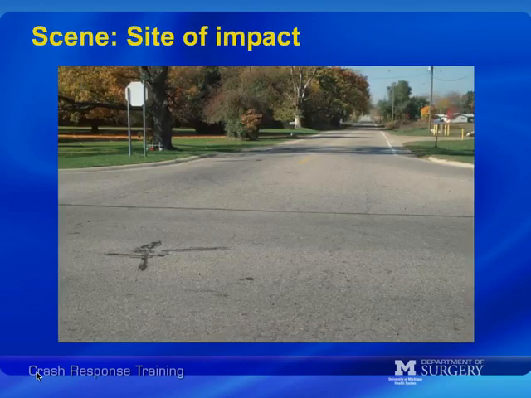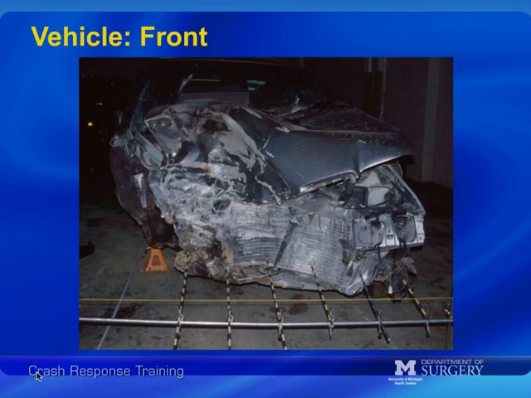This is the approach to the impact. Approximate impact site in the middle of the intersection. And this is the vehicle. The front of the vehicle was severely damaged, with structural shifting of the front end from right to left. Overall, this is a severe oblique frontal impact with a delta V of nearly 30 miles per hour.